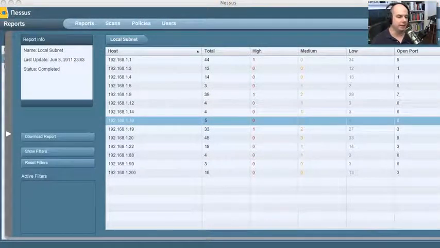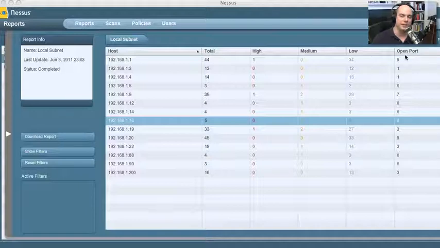I'm running the home version of Nessus, which gives me the ability to run and look at all of the different systems that are on my local network. I have quite a few systems on my local network. You can see them listed here. It has identified the total number of vulnerabilities in these systems. Some of them are very high vulnerabilities. Some of them are medium category, and others have a severity level of low. And you can also see how many ports are open on those devices.